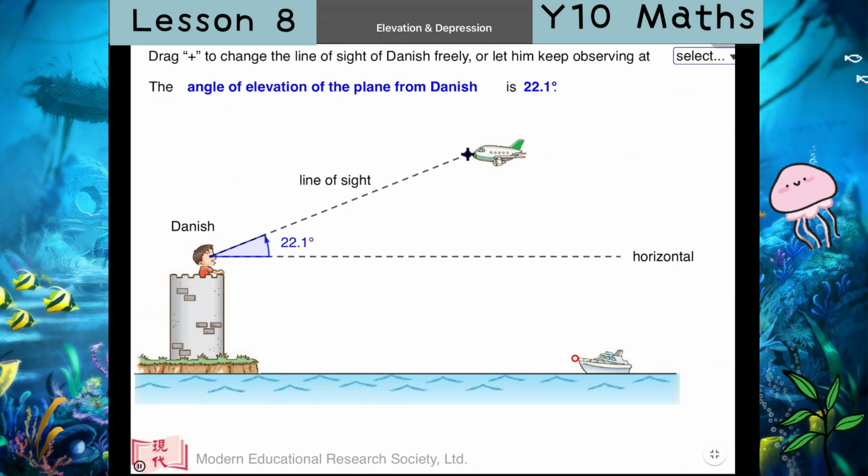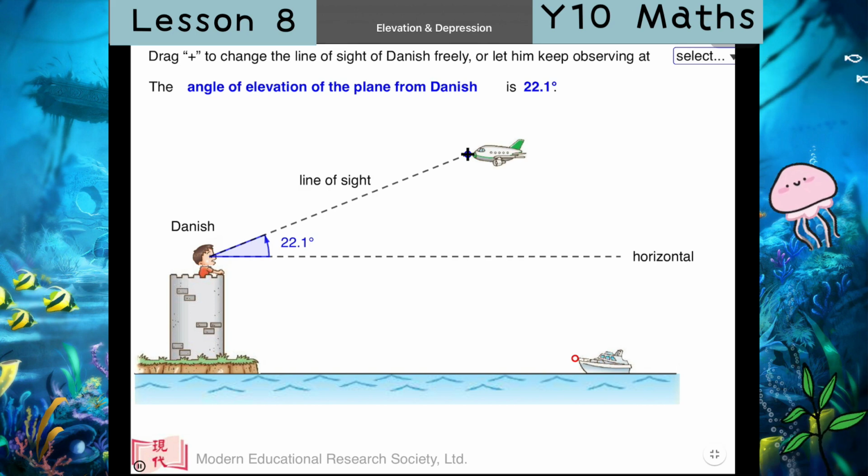Okay, let's look at a more realistic diagram. Just now that diagram is not really realistic, because if you're looking at the whale and looking at the crab, it means that you are under the sea. But now, let's look at this example. This is Danish. Look at Danish there, and you will see an aeroplane and a yacht there.